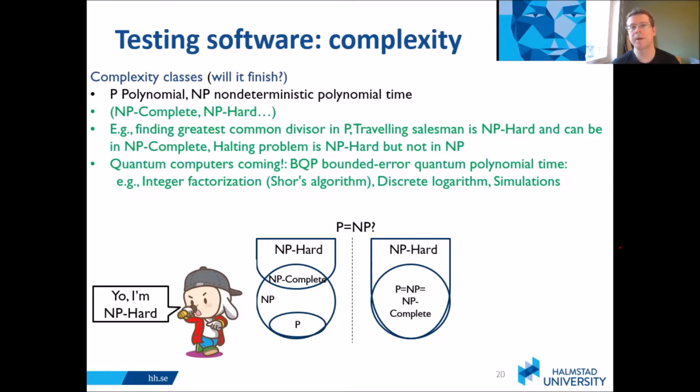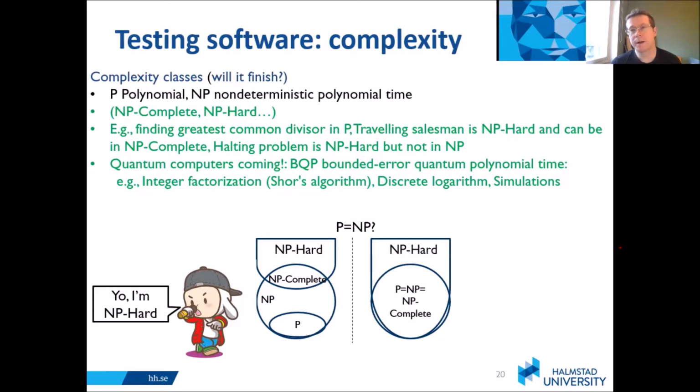So this means that NP is some type of decision problem that can be solved in polynomial time by a non-deterministic state machine. You remember in our design lecture, we looked at deterministic and non-deterministic state machines. And P is polynomial time for a deterministic state machine.